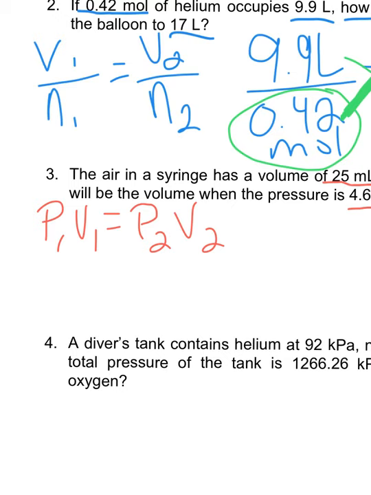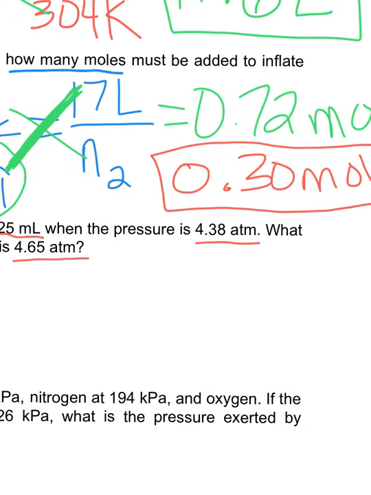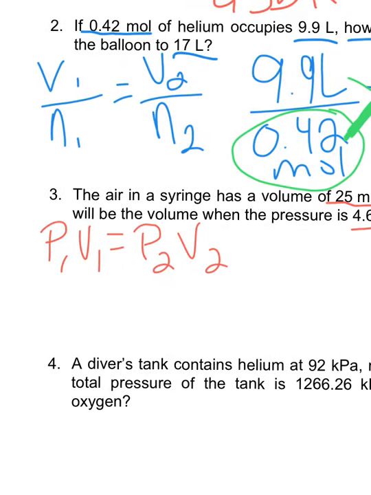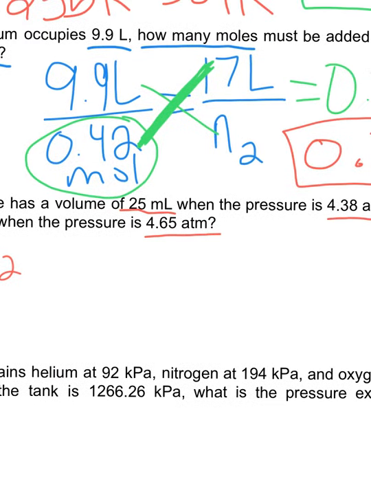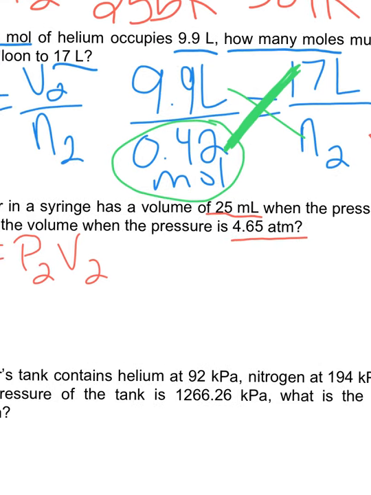So now let's plug in our values. Remember, the ones are the conditions before anything changed. Your original conditions, your initial conditions. So read the question again to figure out which values are your original values. The air in a syringe has a volume of 25 milliliters when the pressure is 4.38 atmospheres. What will be the volume when the pressure is 4.65 atmospheres? So the 25 milliliters and the 4.38, those are our ones.